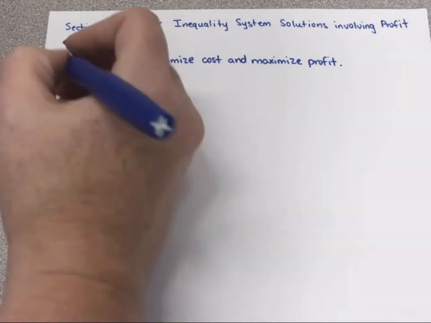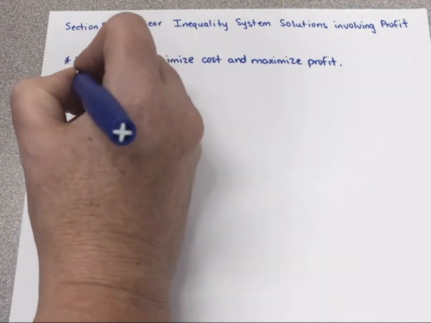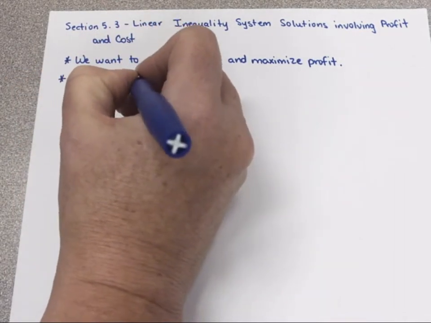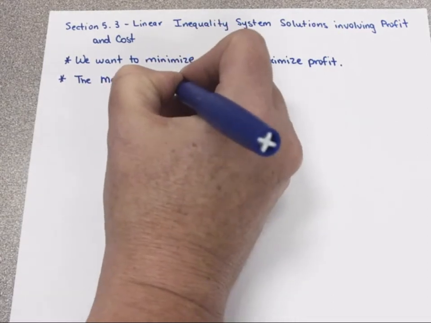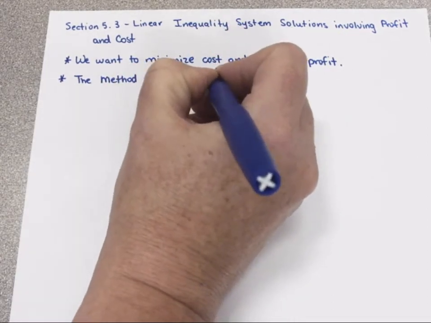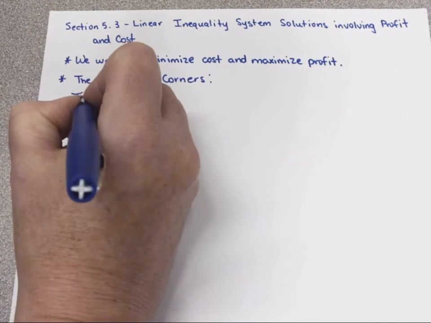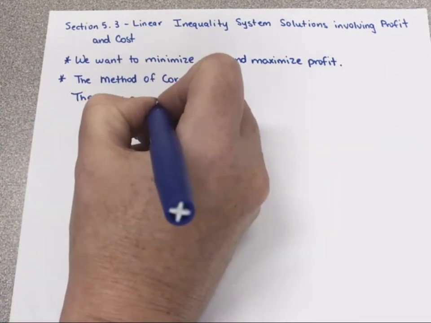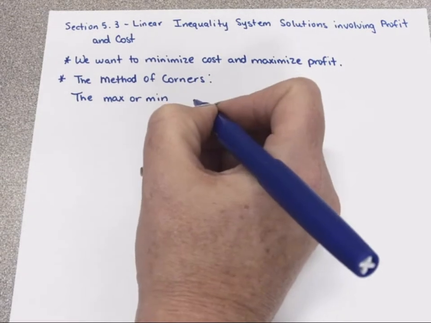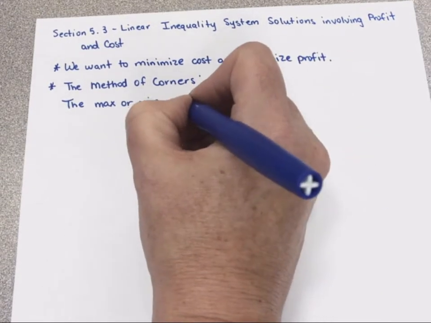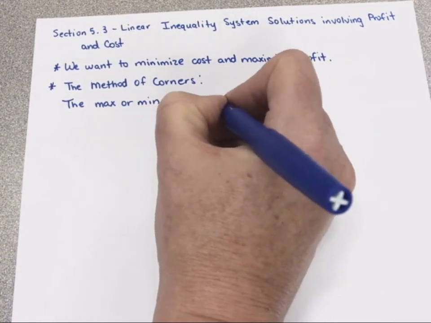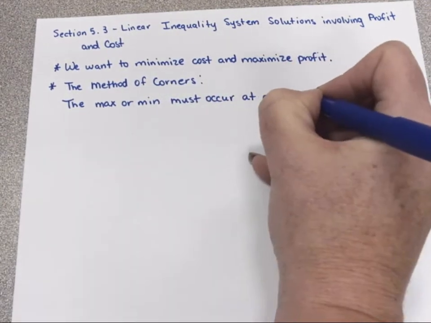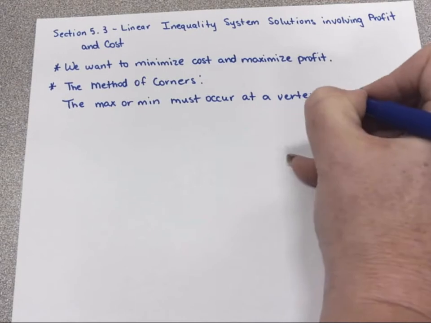So based on the types of graphs we've been looking at, there is a concept called the method of corners. And all the method of corners says is that the max or min must occur at a vertex or corner of a shaded area.